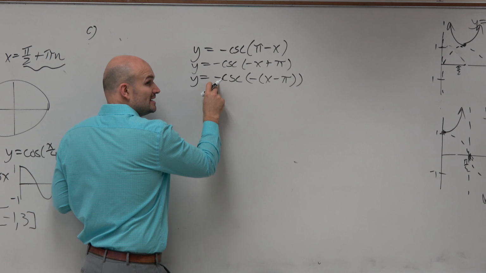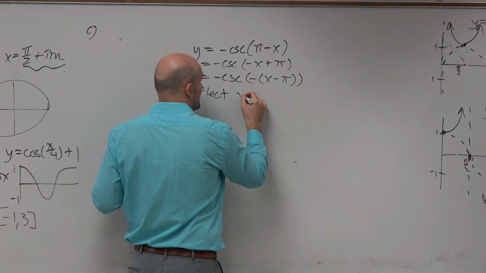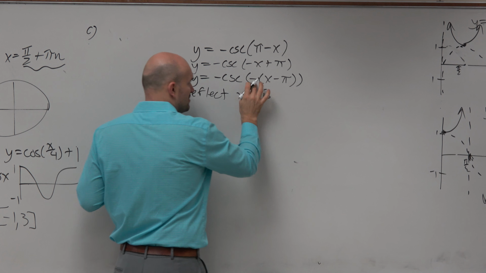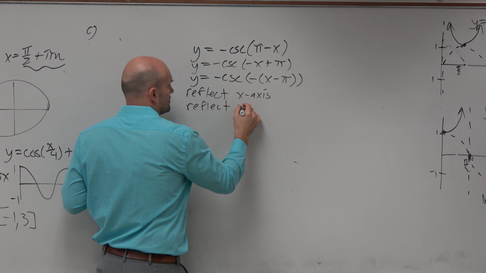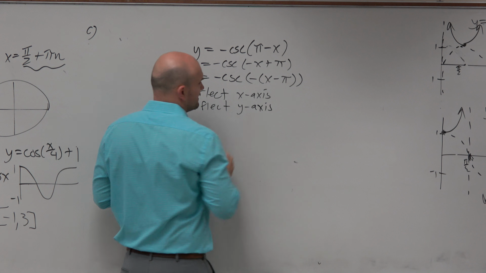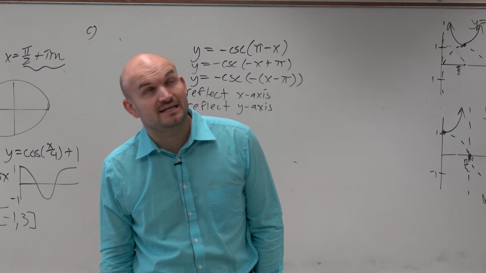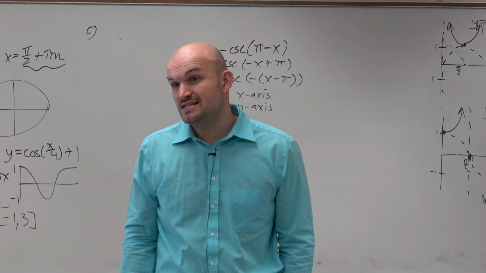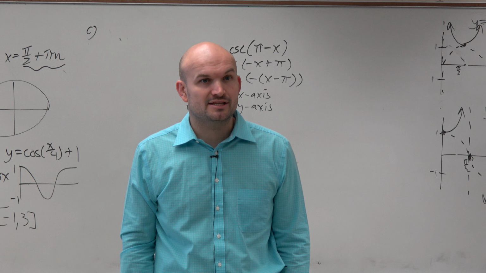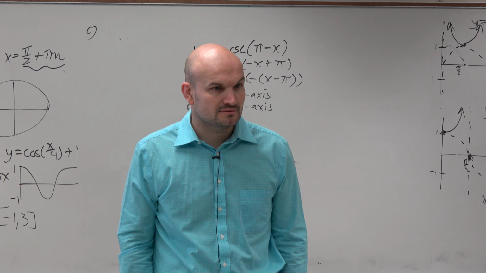When we multiply by negative on the outside, that is a reflection about the x-axis. If I multiply by negative on the inside, that is a reflection about the y-axis. So I am reflecting about the x and the y-axis. That means you are really reflecting about the origin. And since cosecant is odd, that gives us back the original equation. So it really makes no impact at all.